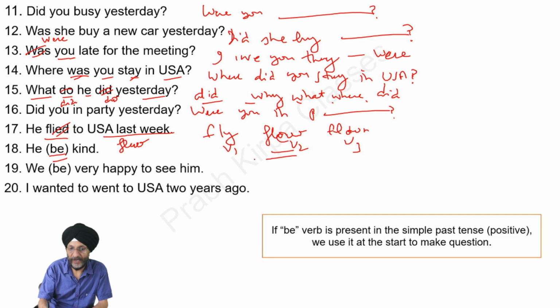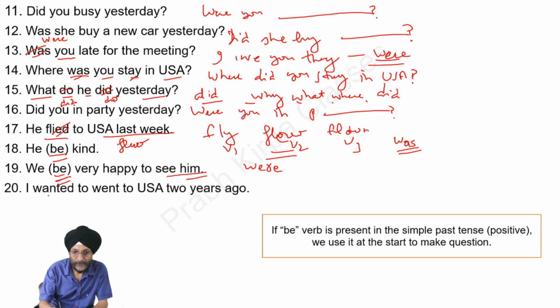Here, he be kind. Be becomes was. He was kind. Be form of the verb. As you know, with we we use the verb were. We were very happy. This is the past simple form of the be verb and it is were, as we have to use were with we. We were happy to see him.